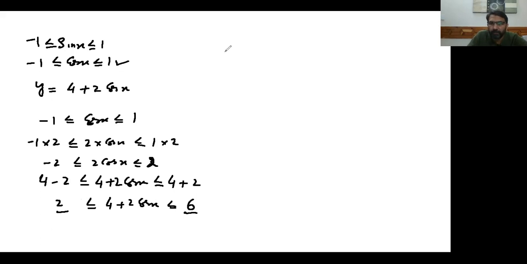Similarly, let's take another function for the sine. For example, if he asks us to find the range of y equals 3 sine x minus 4, what is going to happen? We will start from the very basic function. The basic function of sine has values from -1 to +1.